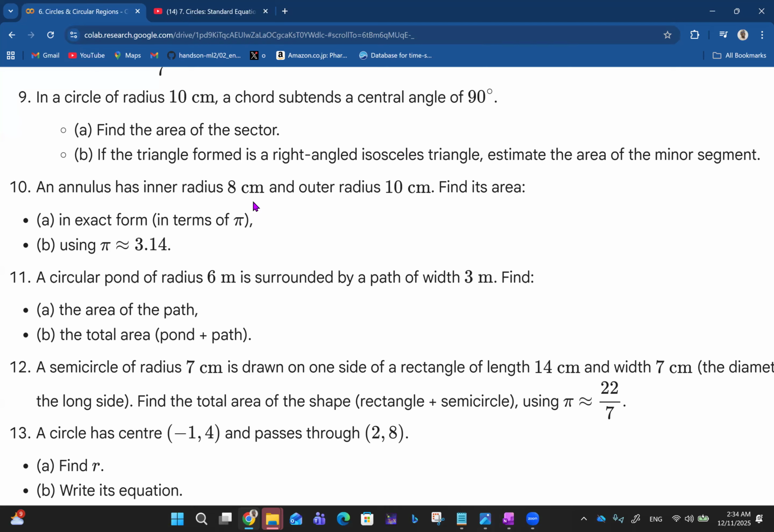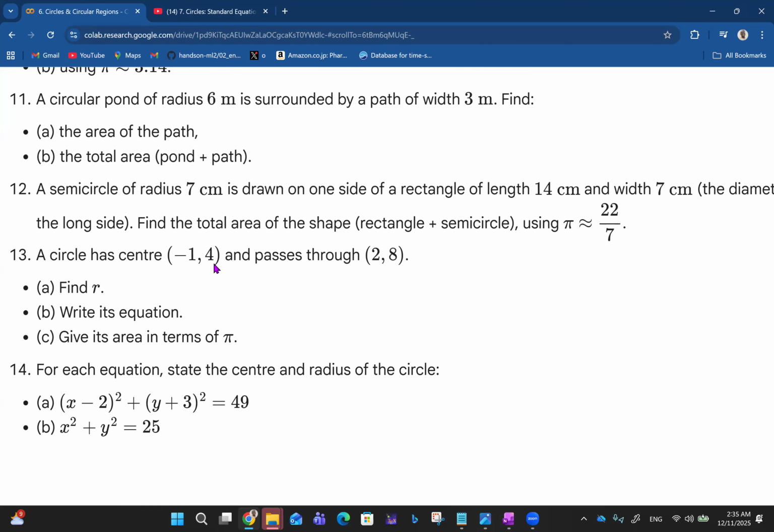An annulus has inner radius 8 and outer radius 10. Find its area in exact form using pi. That's simply pi times 10 squared minus 8 squared. That's pi times 100 minus 64. That's 36 pi easily. Using pi as 3.14, you have 36 times 3.14. You're good to go.